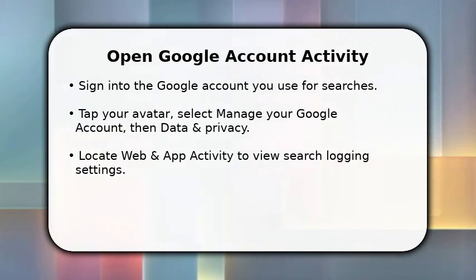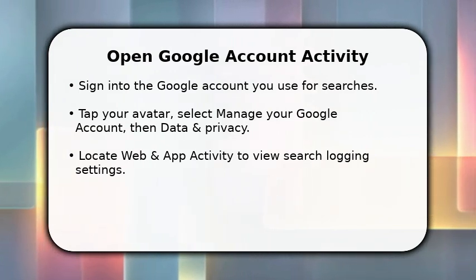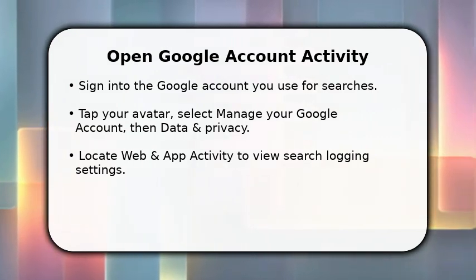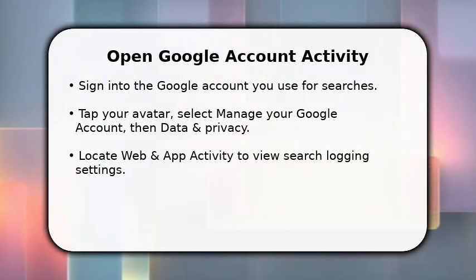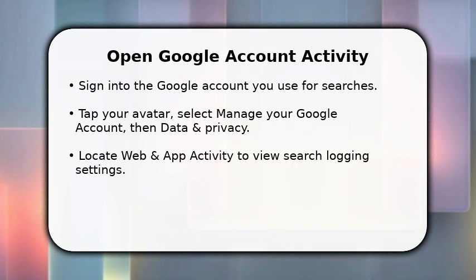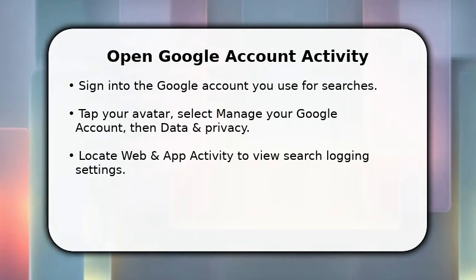This section controls what Google stores. You want to find Web and App Activity. It's the setting that logs searches. Make sure it's enabled if you expect historical entries. If it was off, there may be limited or no history available.